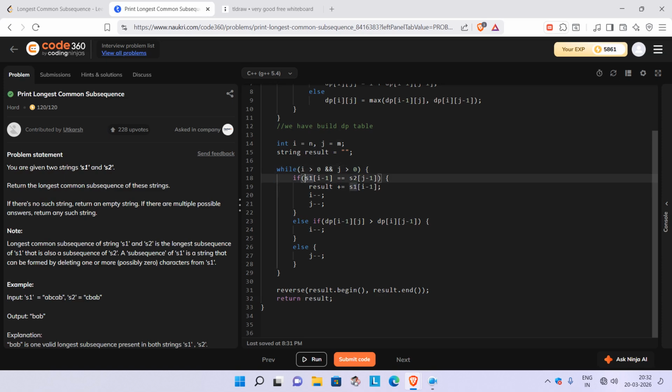So in the match case we simply add that character to our result. It doesn't matter whether we use s1 or s2, since both are the same. In that case, after counting, we decrement i and j and come to another cell there. Okay, this is the case of matching, and this is the case of non-matching.